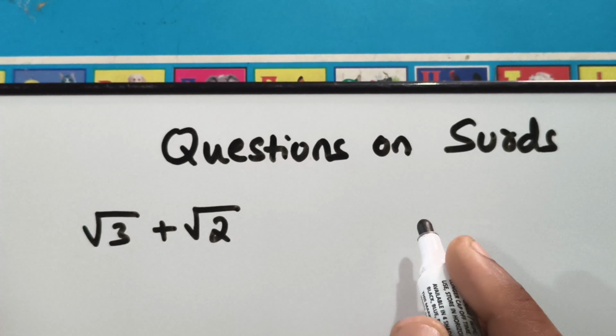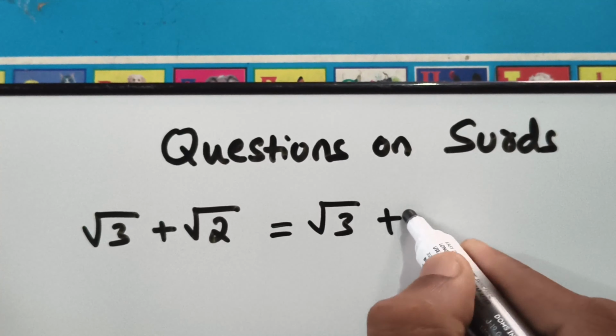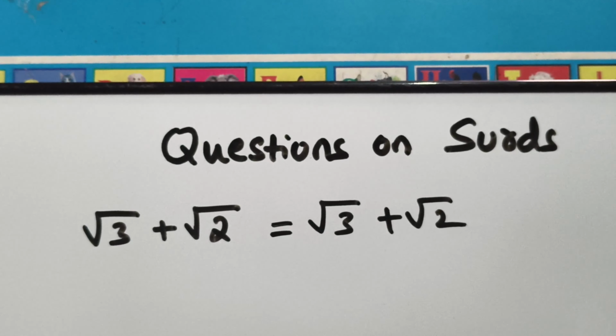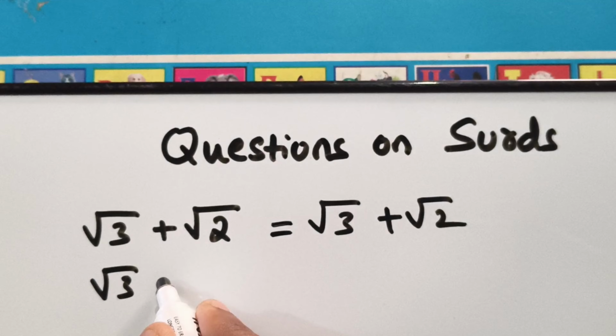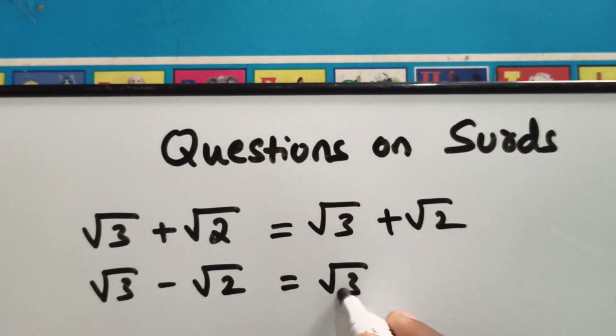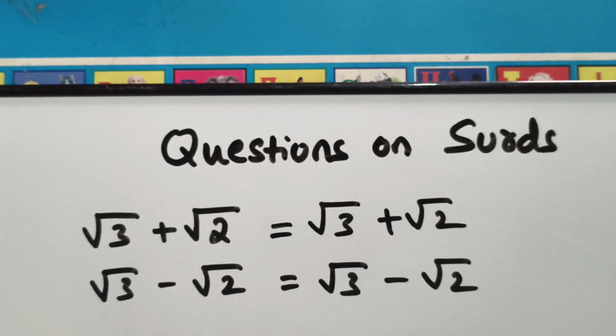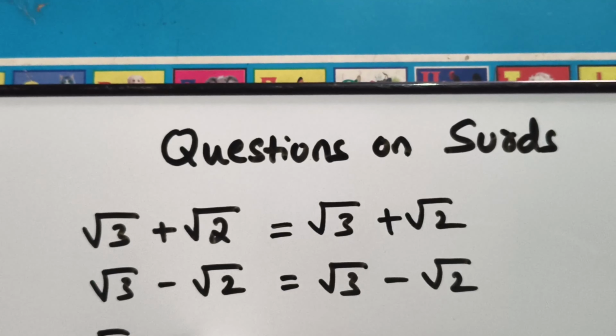Root 3 plus root 2. See, these are two different terms. We cannot add like 3 plus 2, that is 5. We can keep it as it is. Root 3 plus root 2 is equal to root 3 plus root 2 only. Similarly, root 3 minus root 2. We cannot do root 3 minus 2, that is root 1, we cannot write. We have to keep it as it is.